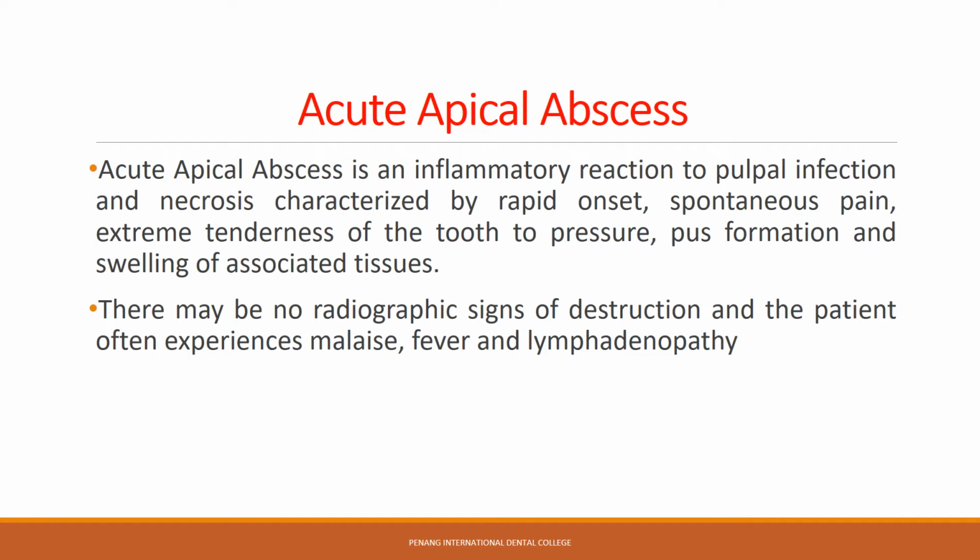There may be no radiographic signs of destruction, and the patient often experiences systemic conditions such as malaise, fever, as well as lymphadenopathy. So this is the only condition, if you note, where antibiotics might be required because there are systemic symptoms. In all other pulpal conditions as well as in periapical conditions, we do not prescribe antibiotics, except for acute apical abscess, where antibiotics are required because of the presence of systemic symptoms like malaise, fever, and lymphadenopathy.